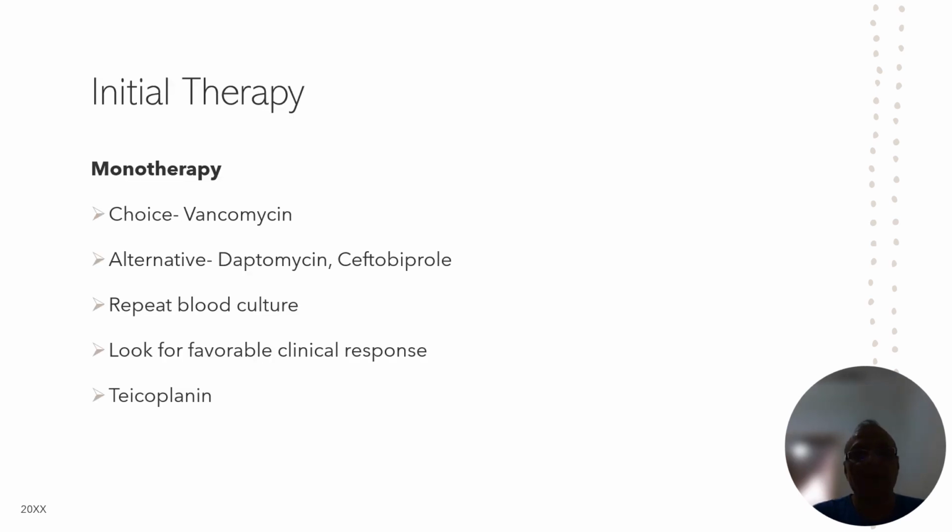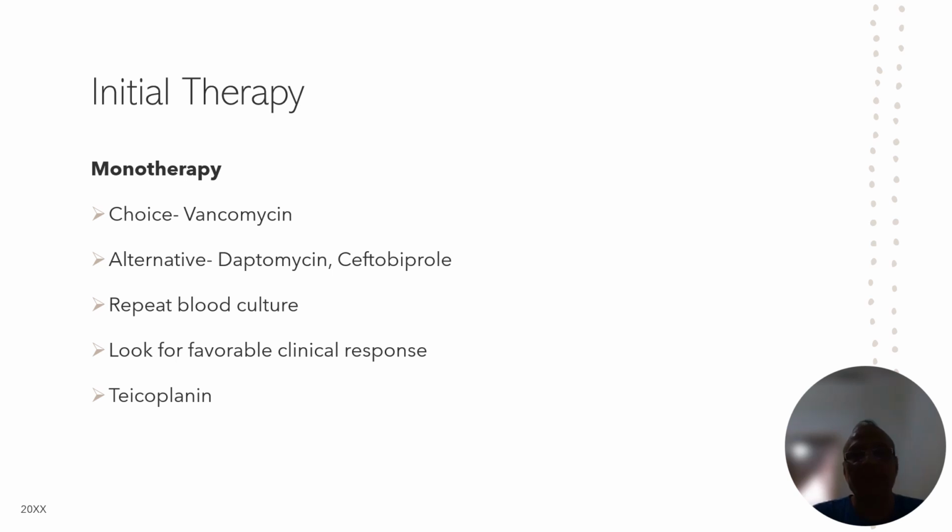The initial treatment of MRSA bacteremia consists of monotherapy with vancomycin. Daptomycin is an acceptable alternative agent, and ceftobiprole is also a potential alternative agent. Following initiation of antibiotic treatment for MRSA bacteremia, blood culture should be repeated to document clearance of bacteremia.